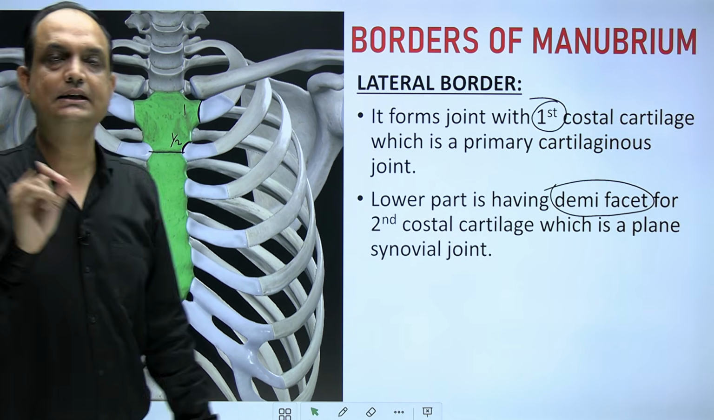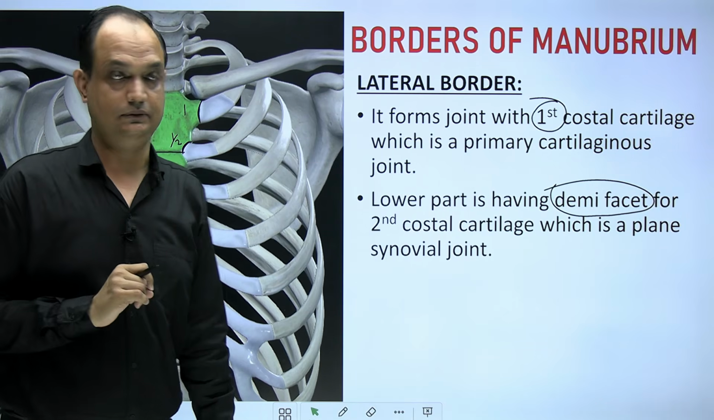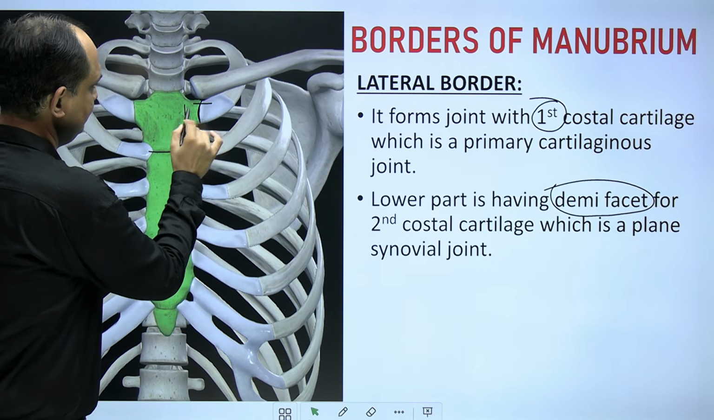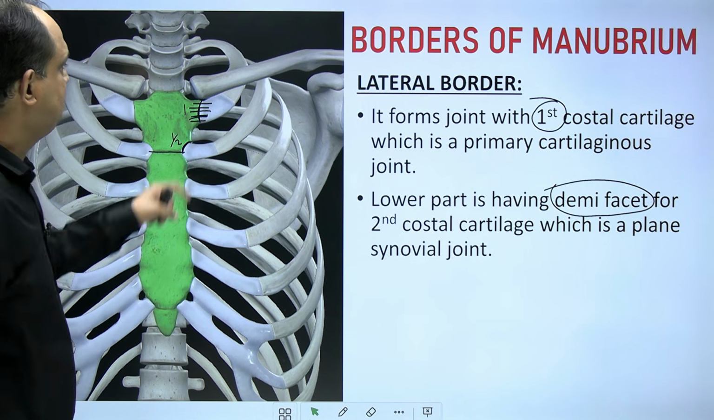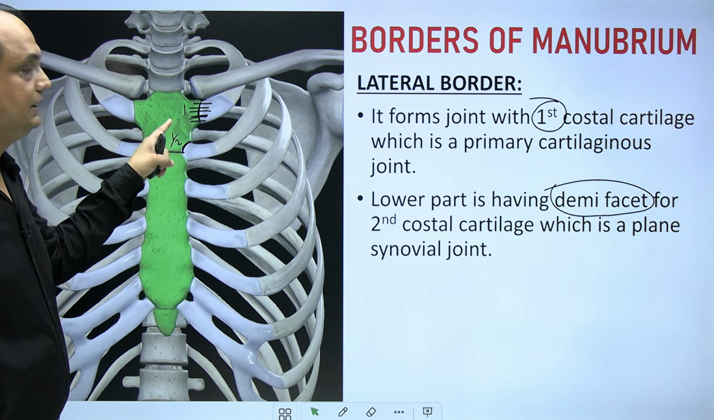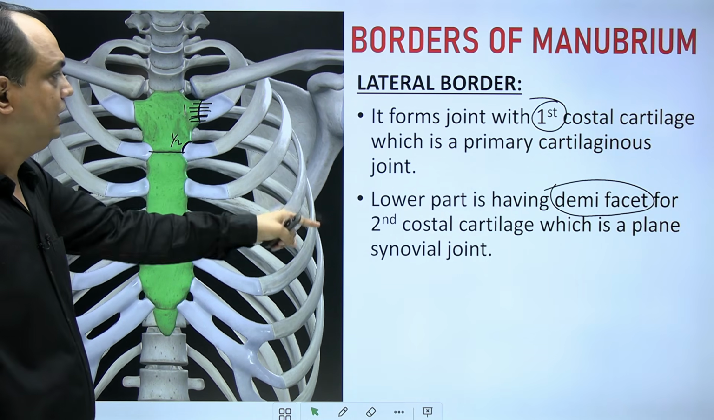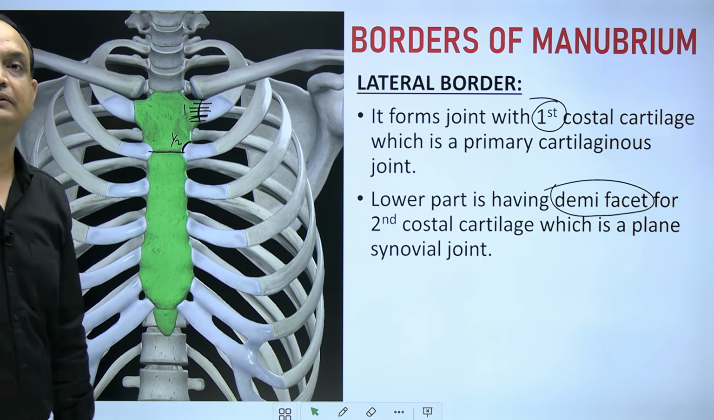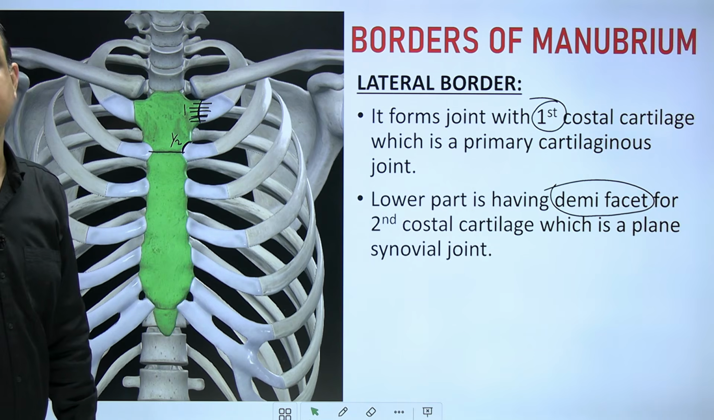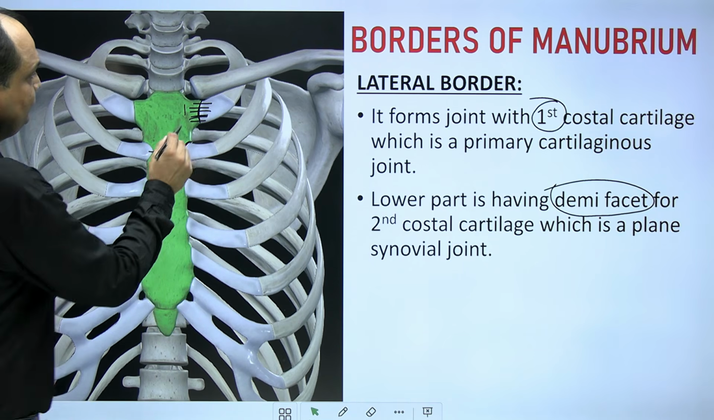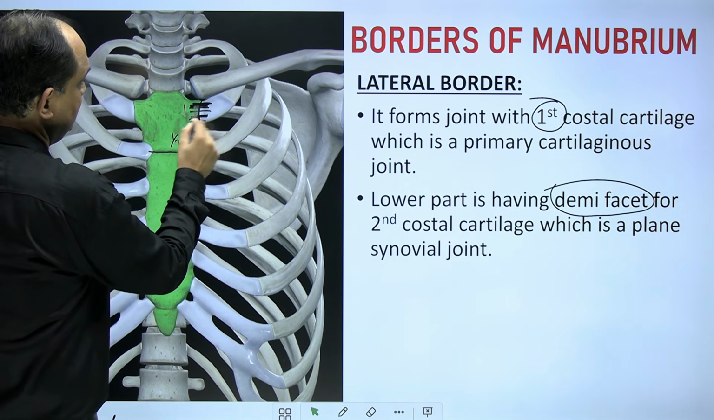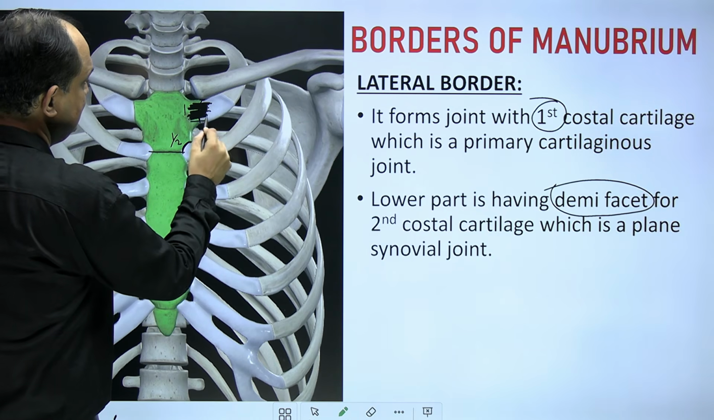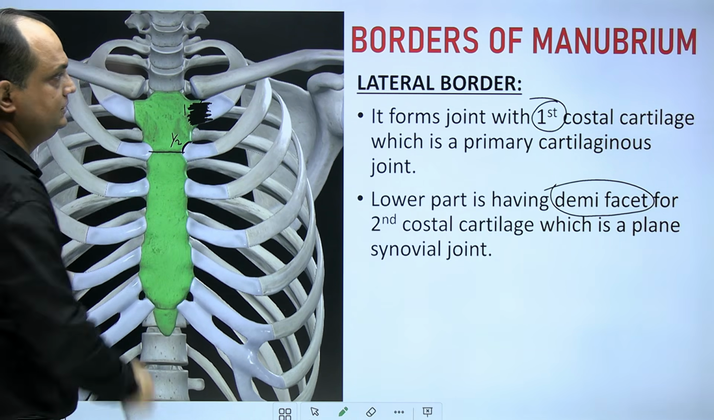Now there is a very important question. What is the name of this joint? This joint is between the costal cartilage and the sternum. So these joints are known as chondrosternal junctions. Clear? What is that? Chondrosternal junctions, or joints. And this first joint is a primary cartilaginous joint.